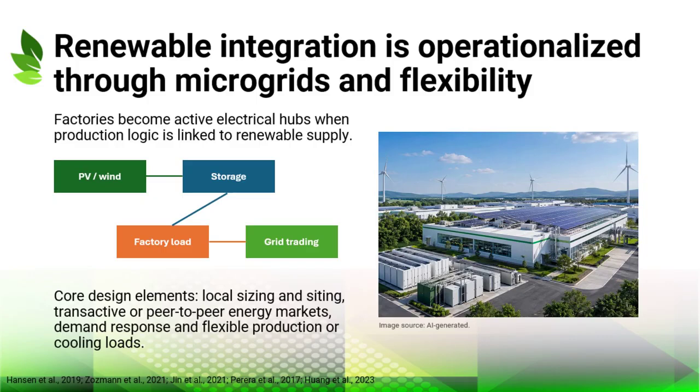Grid-tied electrical hubs may combine renewable generation, storage, and backup systems while respecting curtailment limits. In cold storage and logistics environments, renewable supply must be coordinated with inventory control and temperature management so product quality is protected. The core design elements are local sizing and siting of generation and storage, transactive or peer-to-peer energy markets, and demand response that shifts loads toward periods of renewable availability. Emphasize that renewable integration depends on aligning energy availability with operational demand.